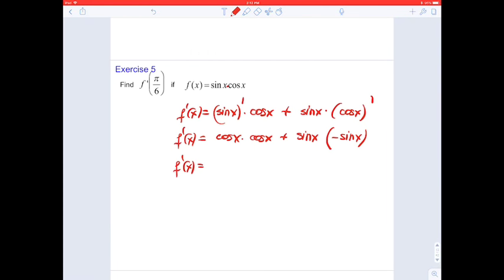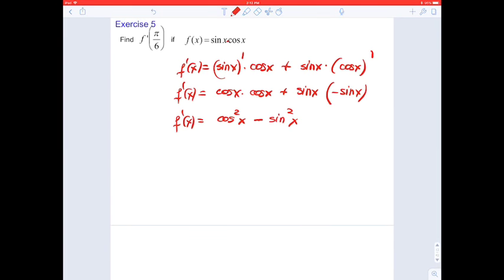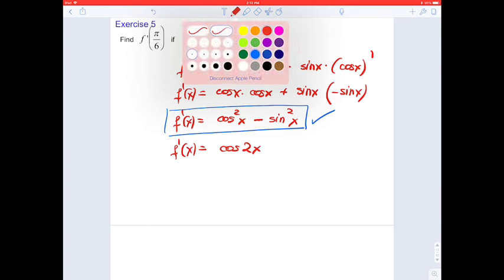Okay, that means cosine of x times cosine of x is cosine squared of x. Positive and negative sign will give me negative sine squared of x. Okay, that means this is the derivative. I am not sure if you do recognize, but this formula represents cosine of 2x. But we don't have to at the moment play with all of these identities. This is still a correct answer, but cosine squared of x minus sine squared of x is cosine of 2x. Double angle formula for cosine.